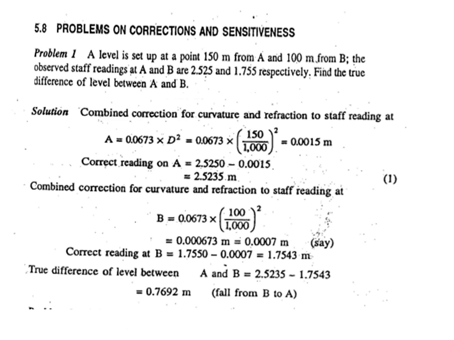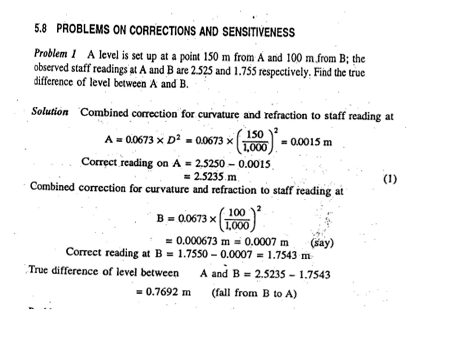So this slide refers to a problem on correction and sensitiveness. The problem is: a level is set up at a point 150 meters from A and 100 meters from B. The observed staff readings at A and B are 2.525 and 1.755 respectively. Find the true difference of level between A and B.